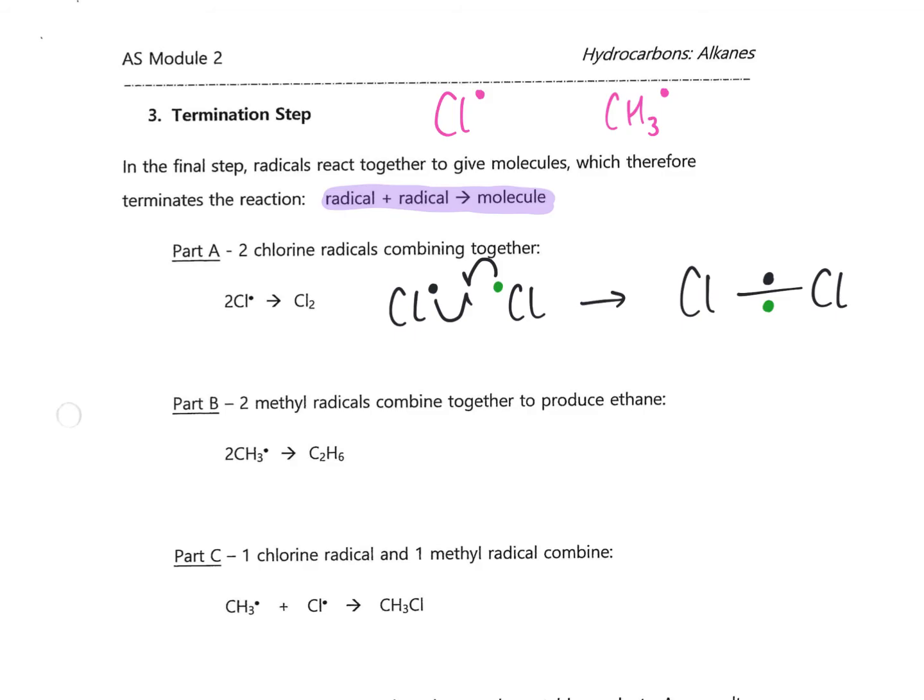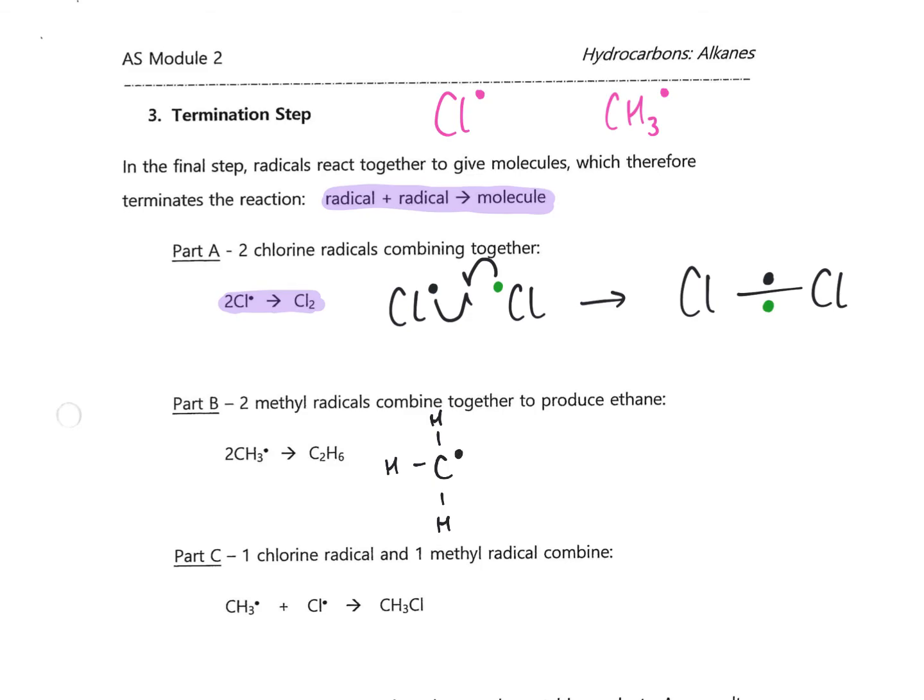And so what we form, you can see the equation written here, is two chlorine radicals reacting together to form a chlorine molecule. And you see there's no radical symbol anymore, because those two unpaired electrons have come together and formed a covalent bond. And so therefore we have a molecule which is a lot less reactive than our chlorine radicals. We can also have two methyl radicals coming together, and that actually produces ethane. Let me show you that in a wee mechanism.